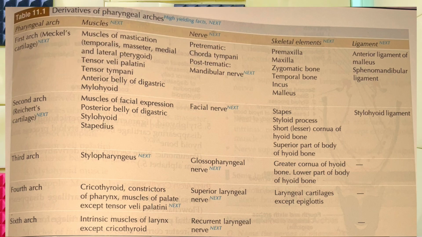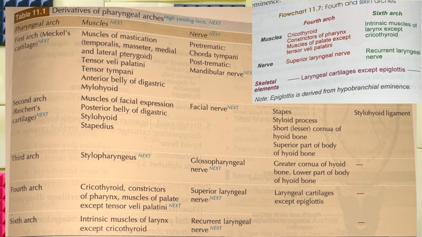And lastly, from our fourth and sixth pharyngeal arches combined, we are getting the thyroid cartilage, cricoid cartilage, arytenoid cartilage, corniculate cartilage and the cuneiform cartilage. Exclusively from the fourth pharyngeal arch, we are getting the cricothyroid muscle and all the constrictor muscles of the pharynx except the tensor veli palatini, which is already developed from the first pharyngeal arch. Along with that, we are also getting the superior laryngeal nerve.